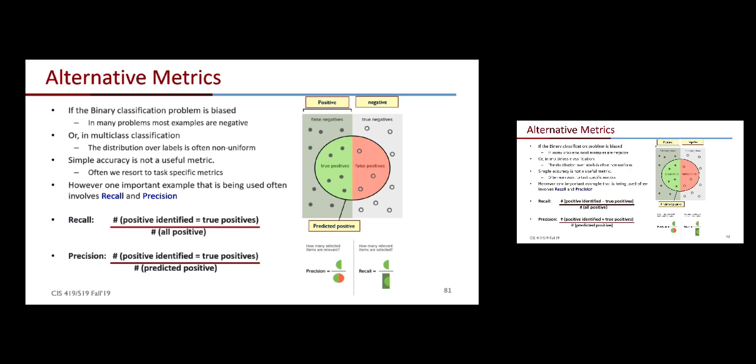Okay, so I have in the denominator all the left side, the dark green, and in the numerator I have those that I predicted positive. And precision, what I have is all the circle in the denominator. These are the examples that I actually predicted to be positive. How many of them are really positive? This is telling me how precise I am.